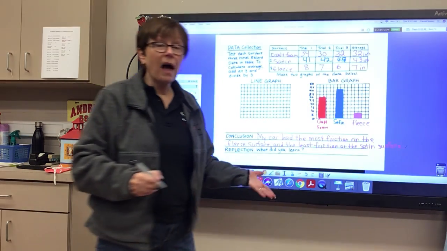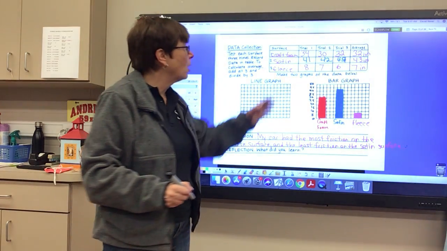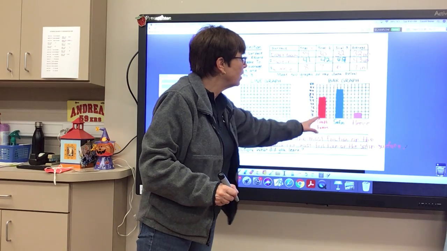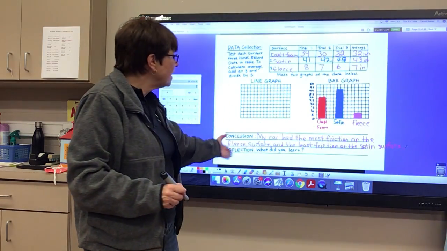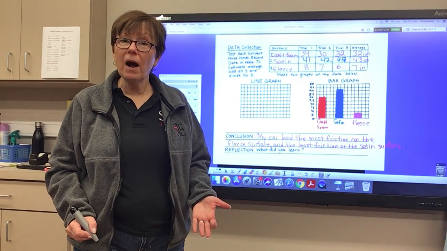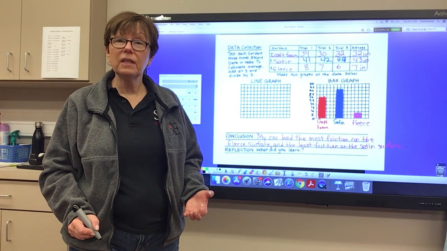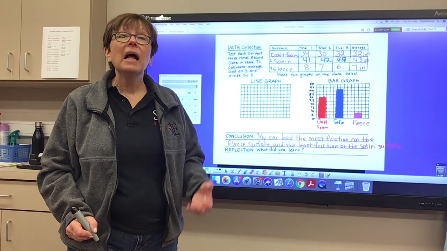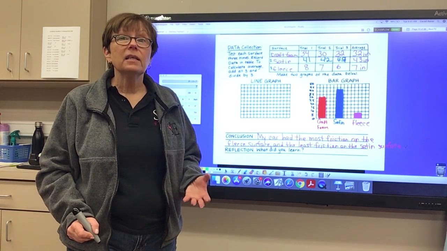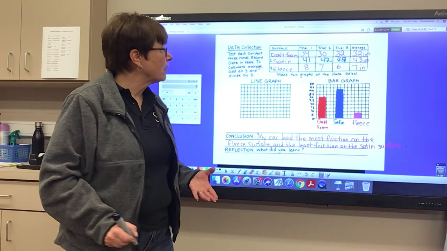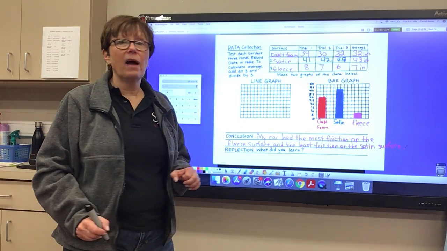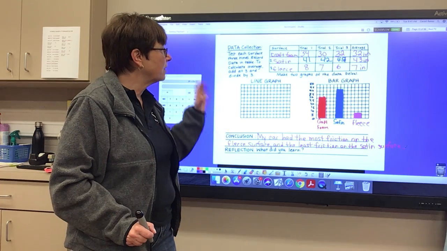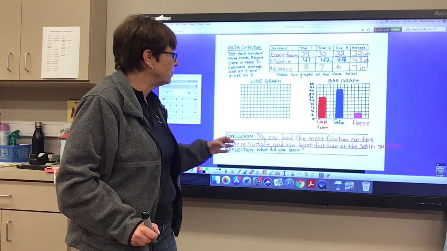And then yours is obviously going to be different depending on what you did, what your data shows you. Now, I want you to think about, what did you learn from our experiment? I want you to think about the different surfaces, the friction. We're not going to do the line graph because our data was so close together that our lines were not showing very much difference there.